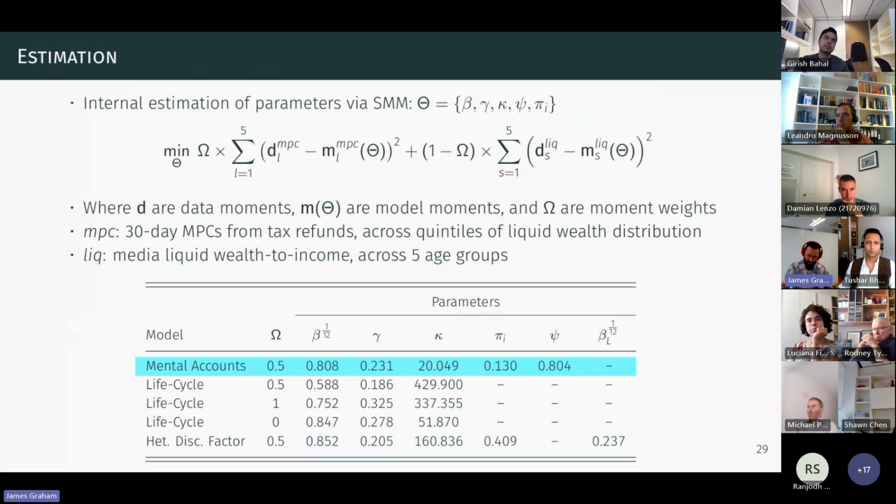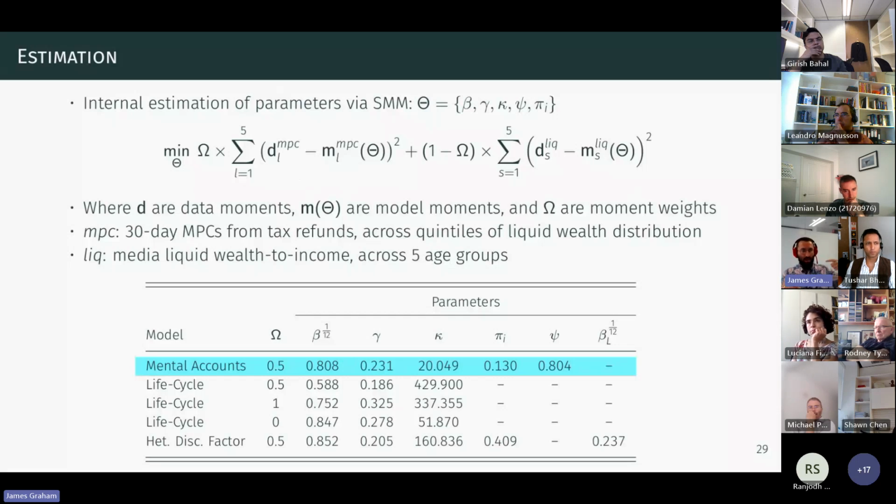Once we've done an internal calibration, picking some parameters to match what's in the data and the existing literature, then we estimate the model via simulated method of moments. What we're going to get the model to do is try and match two sets of statistical moments simultaneously. The first set on the left here, with the MPCs up the top, is matching the marginal propensities to consume across the distribution of liquid assets.